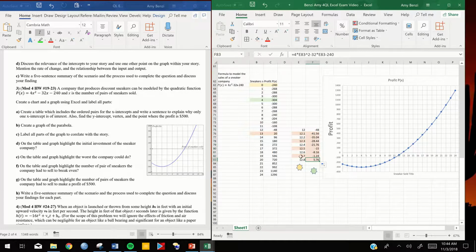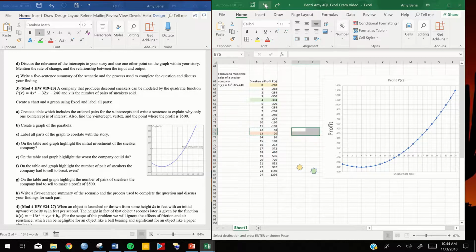Do you guys see that? Right here between 12.7 and 12.8 is right where I hit $0. See how precise we can get? And I can even pull these two apart and get even more decimal values there. I just wanted to show that to you guys.